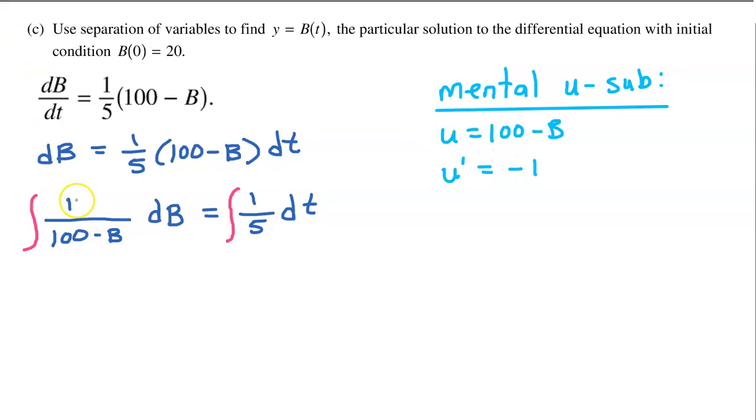So we think of this as 1 over u, and we know that the antiderivative of 1 over u is the natural log of the absolute value of u plus c, but we will save the plus c for the other side of the equation. But not so fast. Instead of db, we think of this as du over u prime, but u prime is -1, which will end up out in the front. Of course, the antiderivative of 1/5 will become 1/5 t. And now we will introduce the plus c.